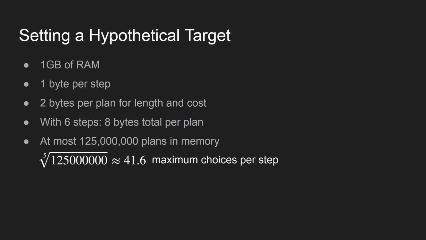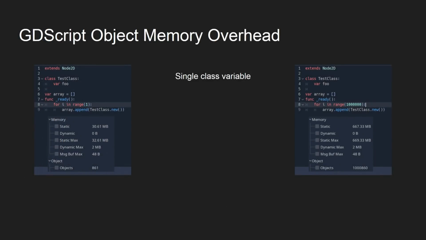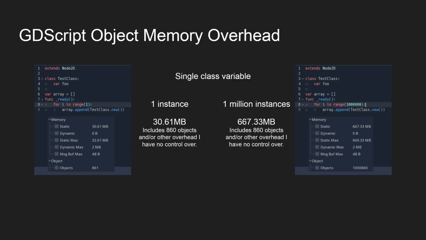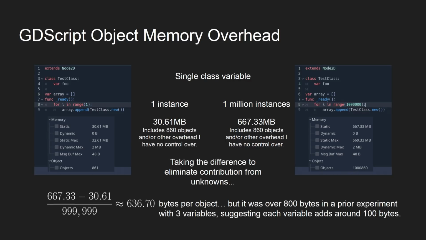However, realistically I probably want to use a self-sorting data structure to hold the partial plans, so that will have some overhead. If I average at 32 bytes total per entry, I should be able to handle 31 action choices per step. These may not be my final numbers, I might change the memory target or plan length, but this at least gives me an idea of the kind of limitations I'll need. Unfortunately, this isn't going to be viable in GDScript. I did some experiments and it looks like there's over 800 bytes of overhead per object. GDScript isn't designed for high performance anyway, so I'm rewriting the AI code in C++.